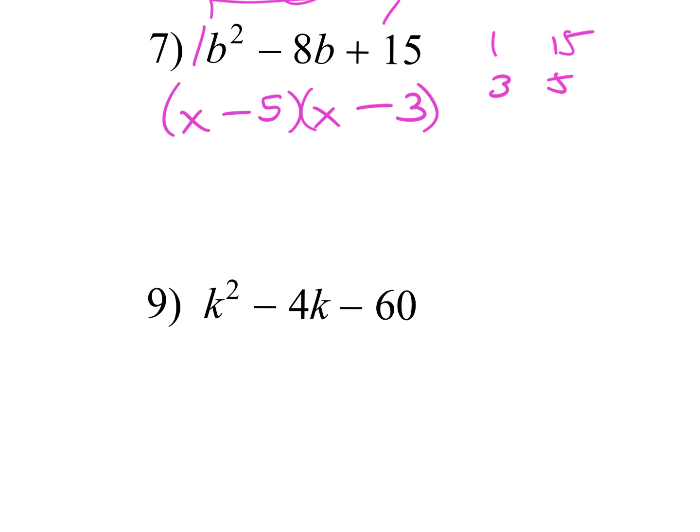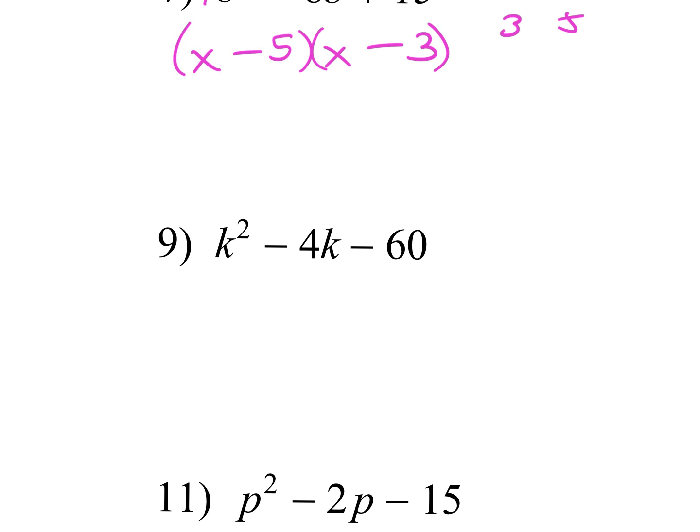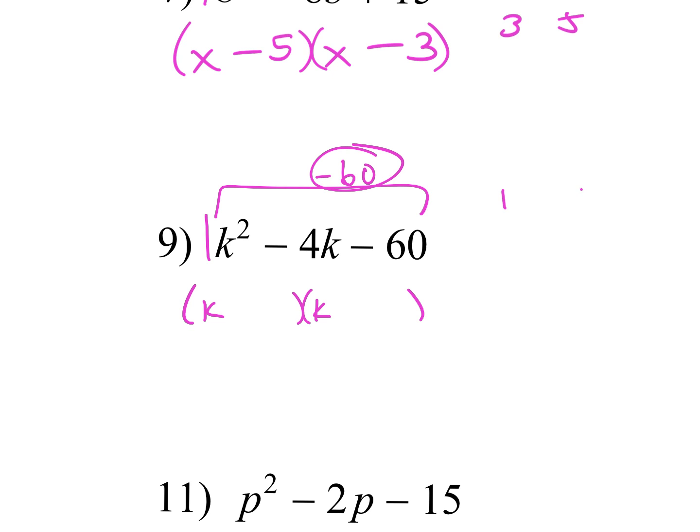All right, now this one changes a little bit. How does this one change? The last sign is what? The last sign is negative. So if the last sign is negative, then you're going to have one of each. So I have 1 times 60, negative 60. What are the factors of negative 60 that multiply to give me negative 60 but add to give me 4? So I have 1 and 60, 2 and 30, 3 and 20, 4 and 15, 5 and 12, 6 and 10. What combo is going to give me a 4?